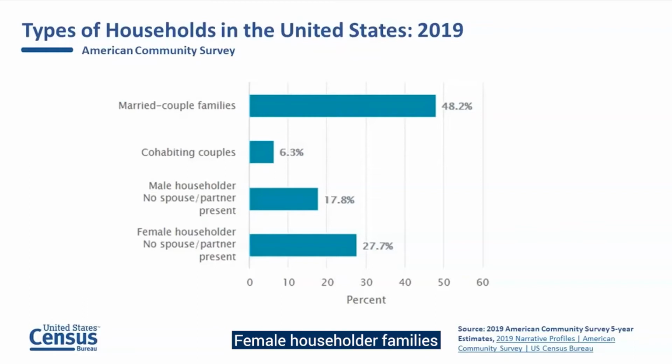Female householder households, or families with no spouse or partner present and own children under 18, made up 27.7% of all households, while the male householder households with no spouse or partner present were at 17.8%.